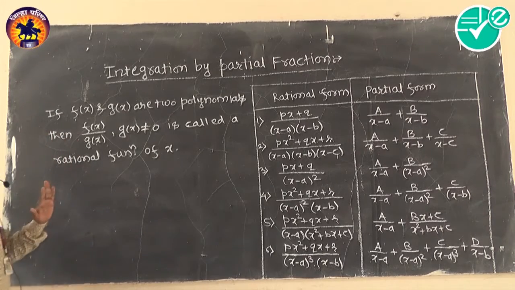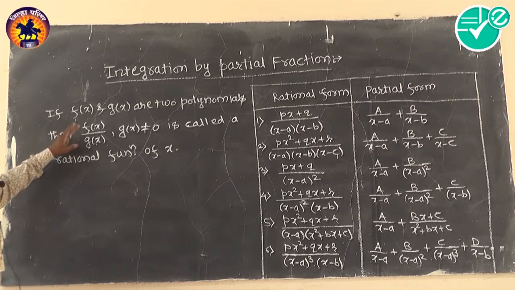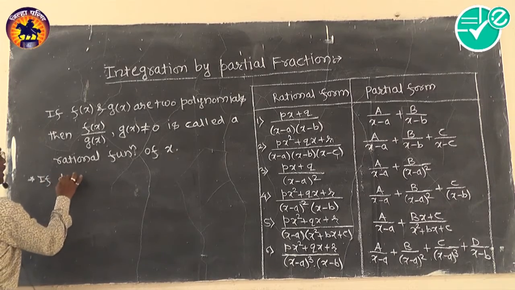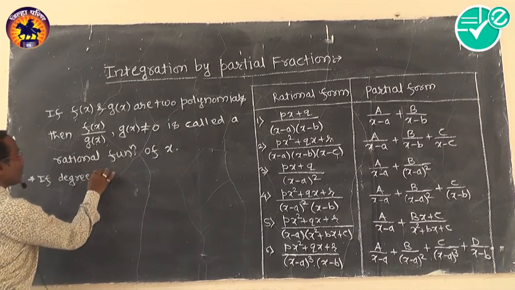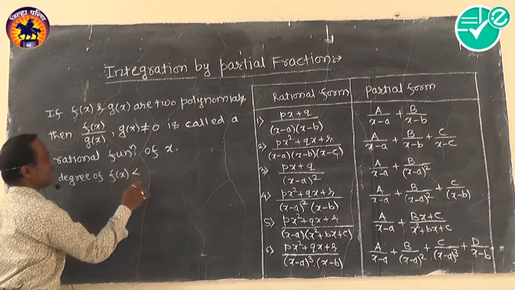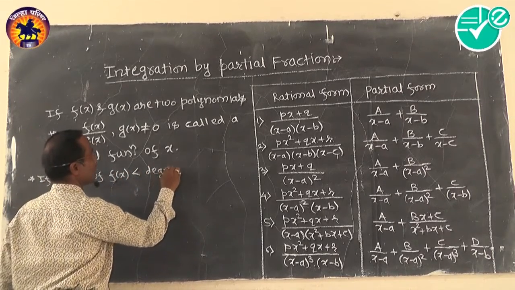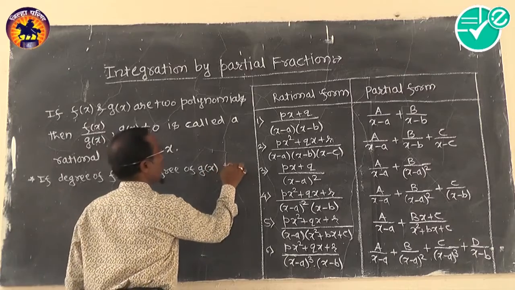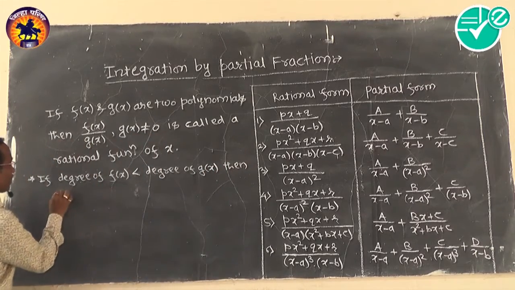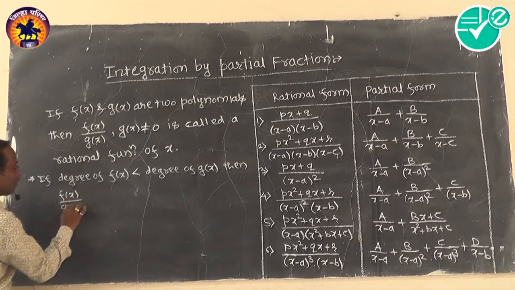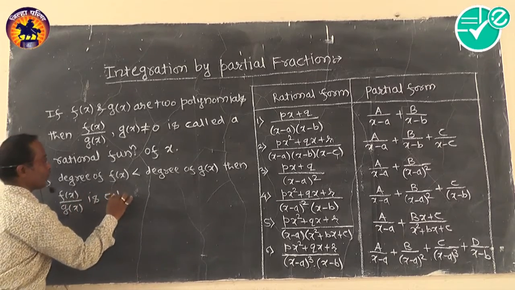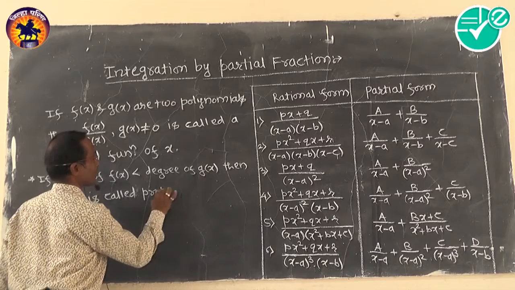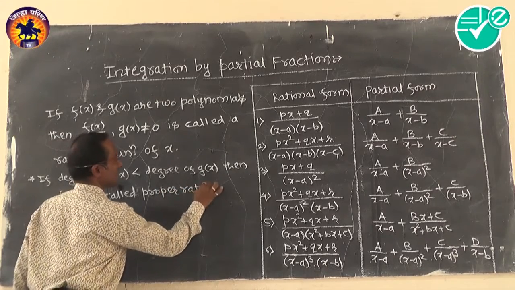Now there are two conditions. If the degree of the numerator f of x is less than the degree of g of x, then f of x upon g of x is called a proper rational function.